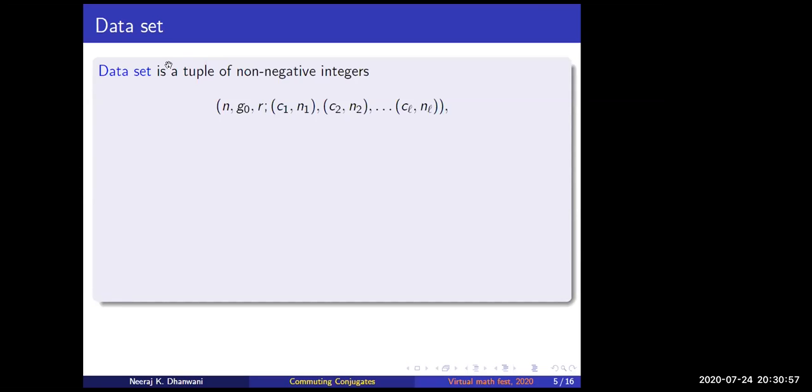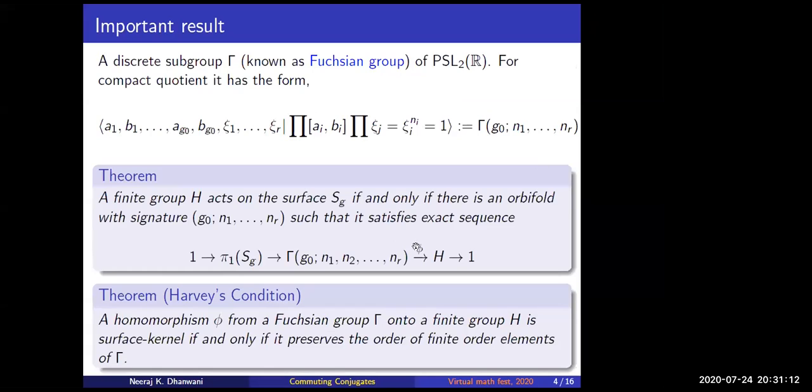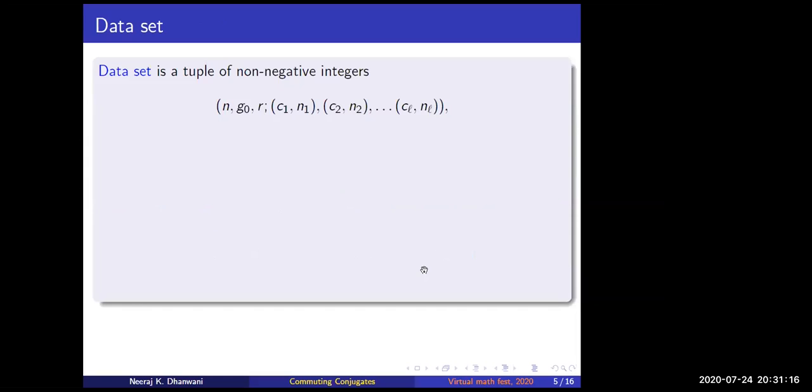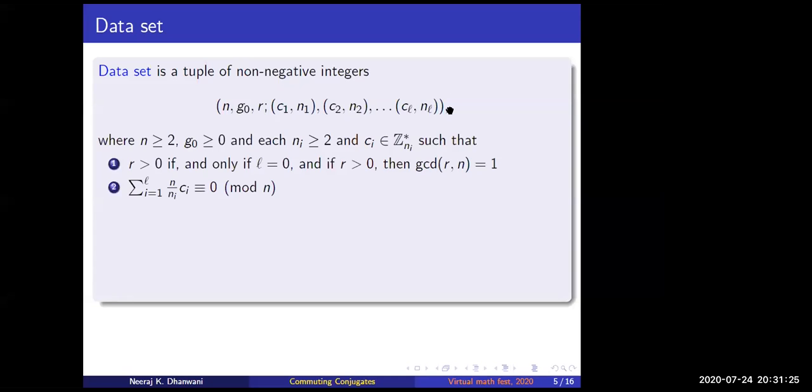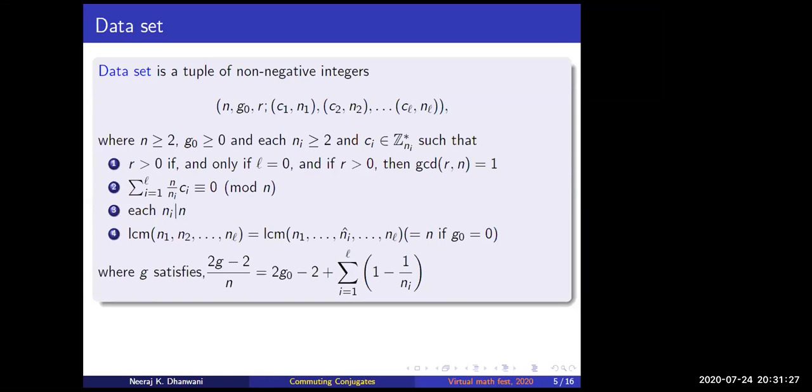So this n tells the order of the group. g_0 tells what the quotient orbifold is. r is something which I am going to explain. c_i, n_i are those numbers. So this tuple is going to correspond to this map whenever you have a Z_n on the right-hand side. But what about the converse? If I give you this tuple, can you always build up such a map? Yes, if this tuple satisfies these five conditions.